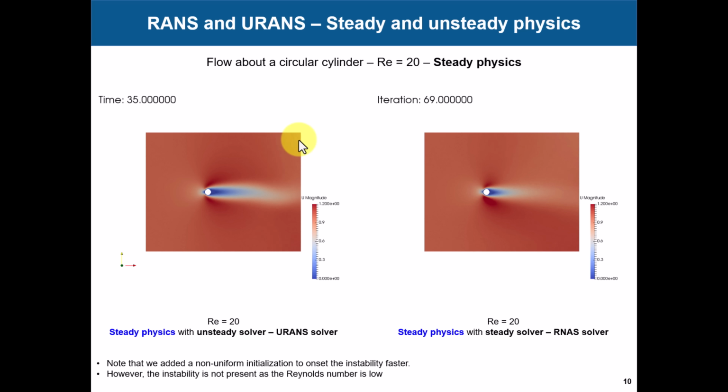Honestly, if you have a steady physics that you are absolutely sure is steady, low Reynolds, go for a steady solver. Many times they are faster, and if they are slower, it's not by that much. So here you capture the right physics and you have more stability. But in any case, it's up to you. Okay, so this is the difference.